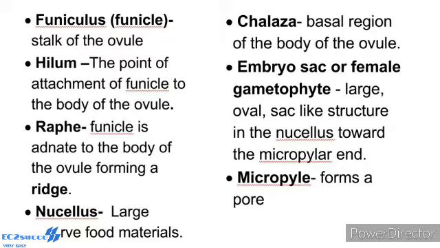The basal region of the body of the ovule, where the nucellus, the integument and funicle meet at a point, is called the chalaza. There is a large sac-like structure in the nucellus toward the micropylar end, called the embryo sac or female gametophyte. It develops from the functional megaspore formed within the nucellus.